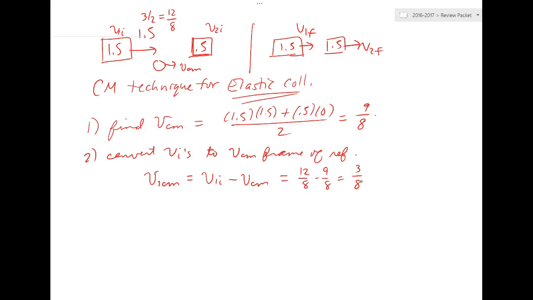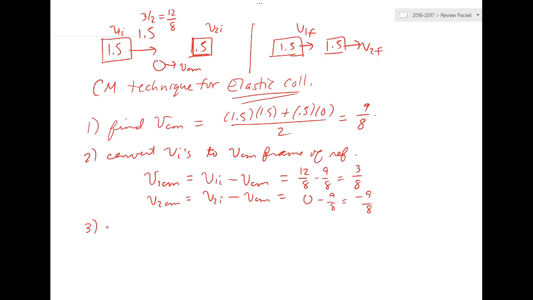And that makes sense because if I'm in the center of mass and I'm moving with the speed of 9/8, and this guy is moving at a speed of 12/8, then it looks like it's moving 3/8 from the perspective of the center of mass. And likewise, V2 initial minus V center of mass is going to be 0 minus 9/8. So V2 actually looks like it's moving backwards to start with.